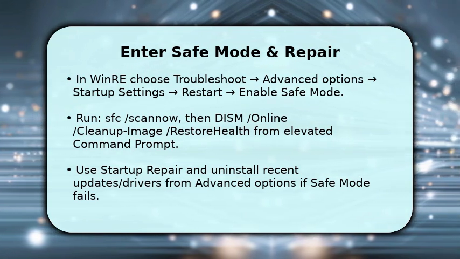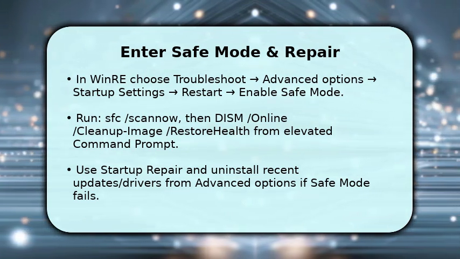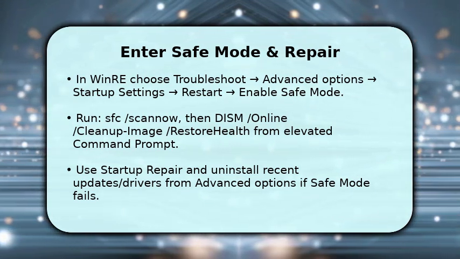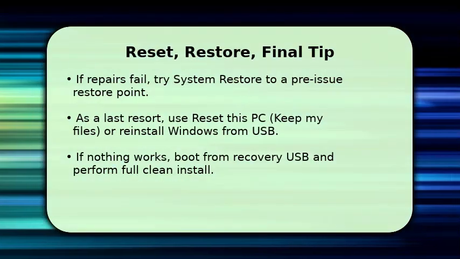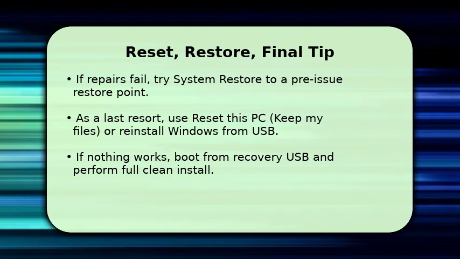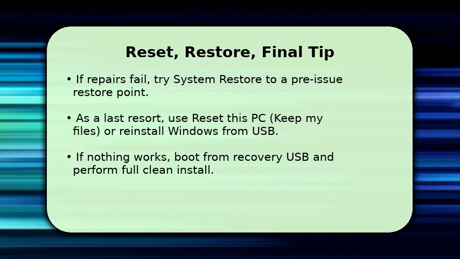If Safe Mode and repairs don't clear the loading stall, attempt a system restore to revert to a known good point. This preserves programs and settings when available. When restore is unavailable or ineffective, use Reset this PC and choose Keep my files to reinstall Windows while retaining data. As the final step, boot from your prepared Windows 10 USB and perform a clean install.